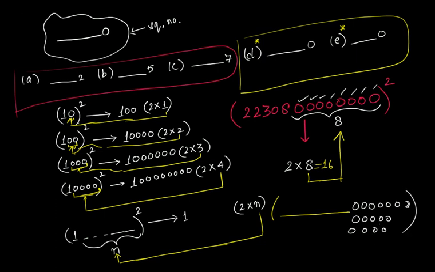So remember this one: if you have to tell the number of zeros in the square, it will be 2 times n. What's n? n is the number of zeros that is present in the number given.